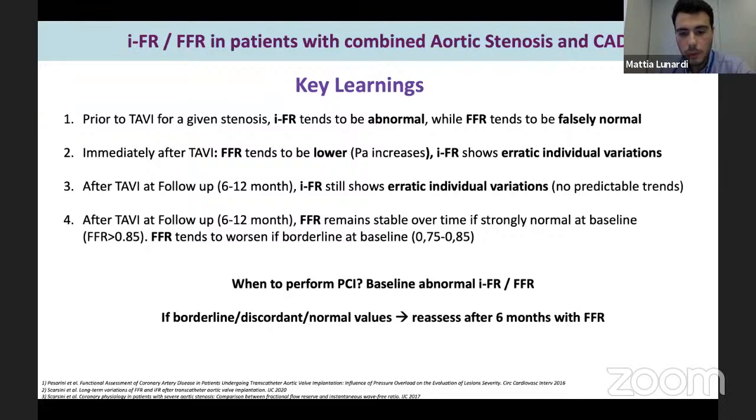So when to perform PCI in these cases? When the baseline iFR or FFR is abnormal. And if you have a borderline value or discordant values between FFR and iFR, or normal values, you should reassess the stenosis after at least 6 months with the FFR and rely on FFR then iFR.